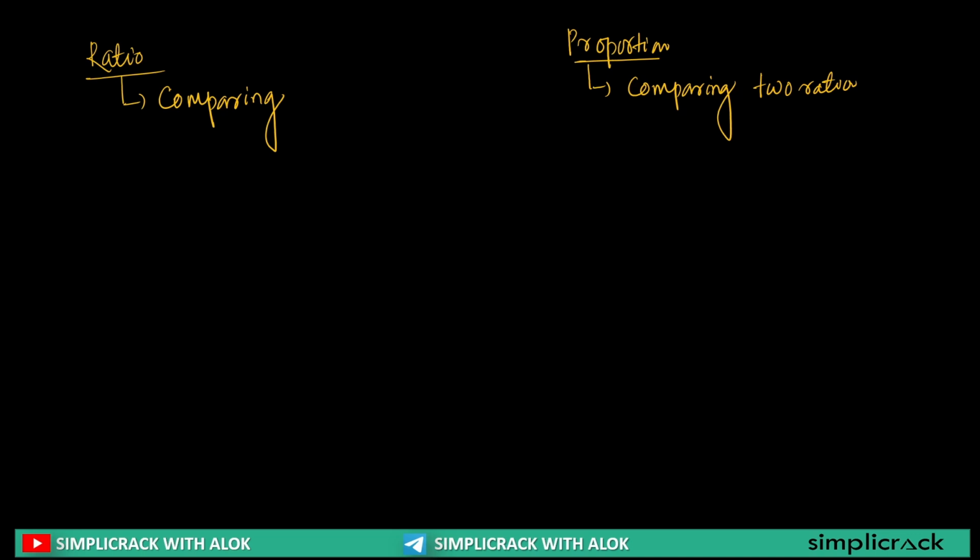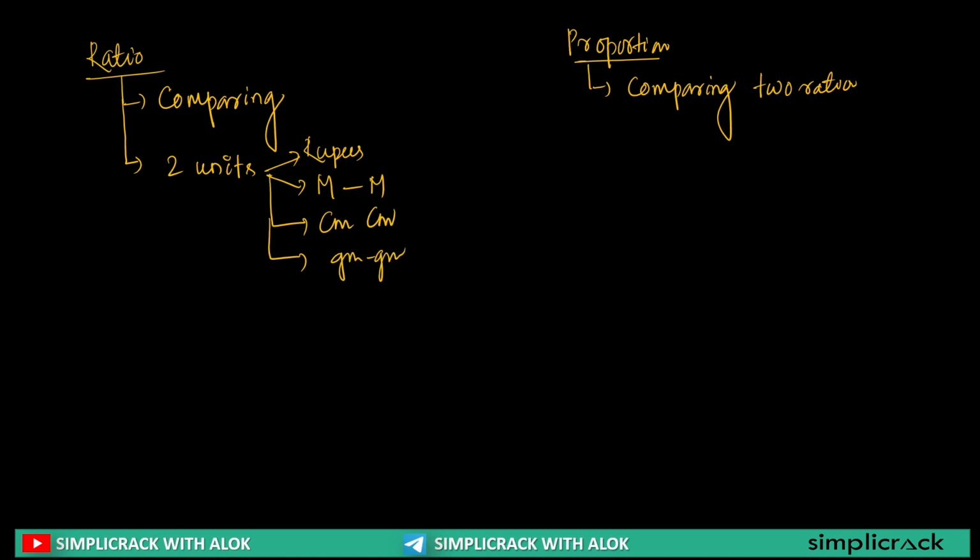Now a few terminologies that you need to remember while solving these questions. I will be keeping each and everything really basic for your understanding. First thing, in ratio, in general, it will occur between two units. When we are comparing ratios, it will be all about two units. It may be rupees to rupees, or meter to meter, or centimeter to centimeter, or gram to gram, like that. Whether it is a distance or weight, whatever it is.